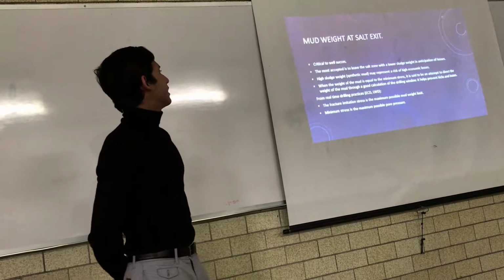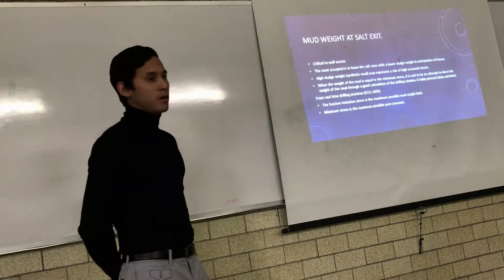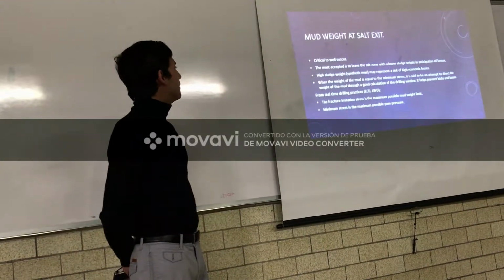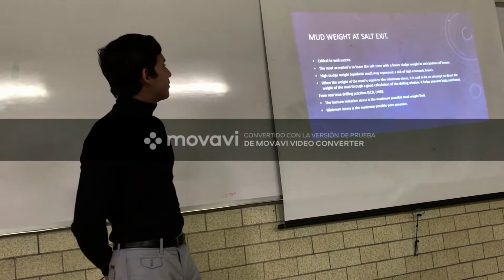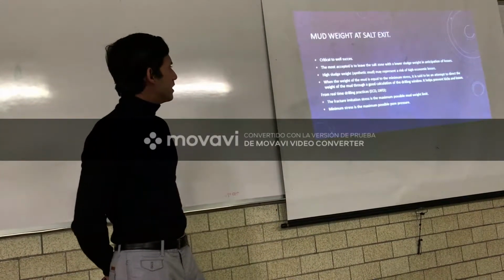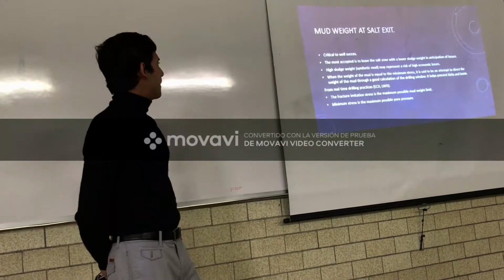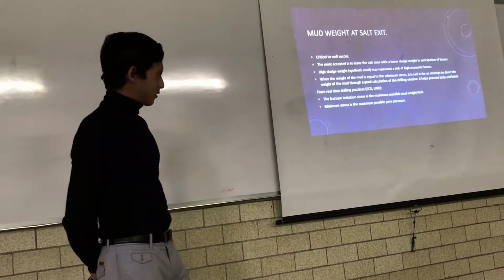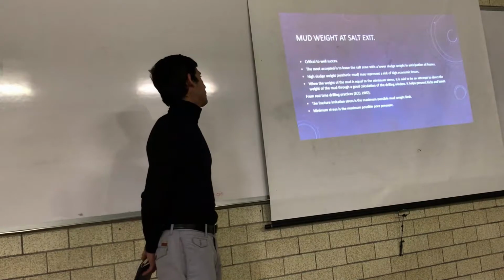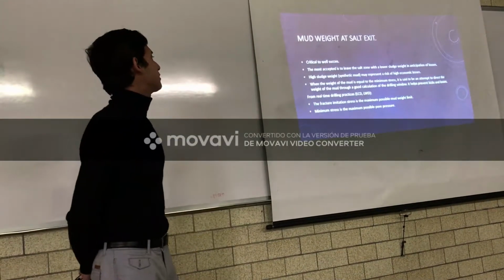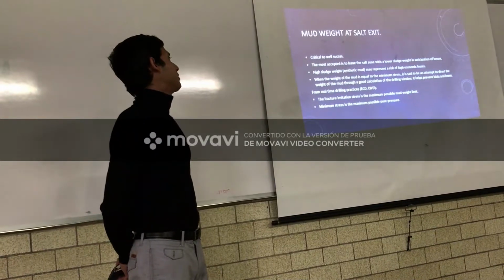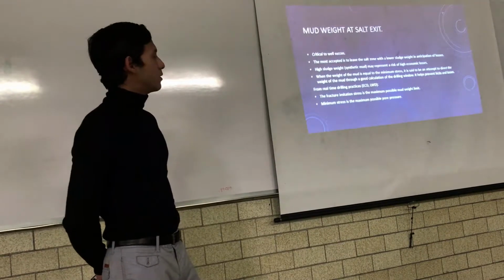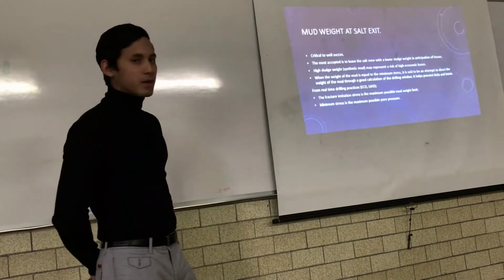And the mud weight at salt exit is another critical point in the development of the well in rubble zones. The most accepted practice is to leave the salt zone with a lower mud weight in anticipation of losses. High mud weight may represent a risk of high economic losses. And when the weight of the mud is equal to the minimum stress, it is an attempt to direct the weight of the mud through a good calculation of the drilling window. It helps us to prevent kicks and losses.